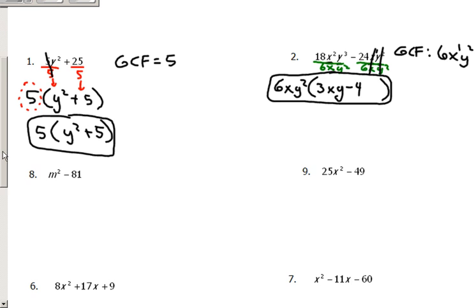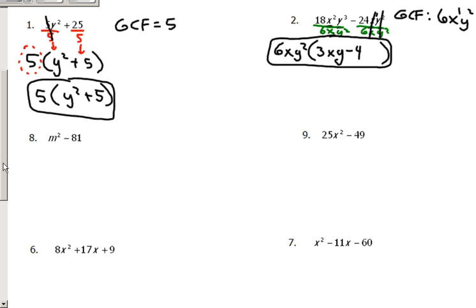Okay, so now let's get to some ones where we can actually do difference of two squares. In this case, number 8, m squared minus 81. Both of those can be rooted, and there's a minus sign between them. That's good for difference of two squares.